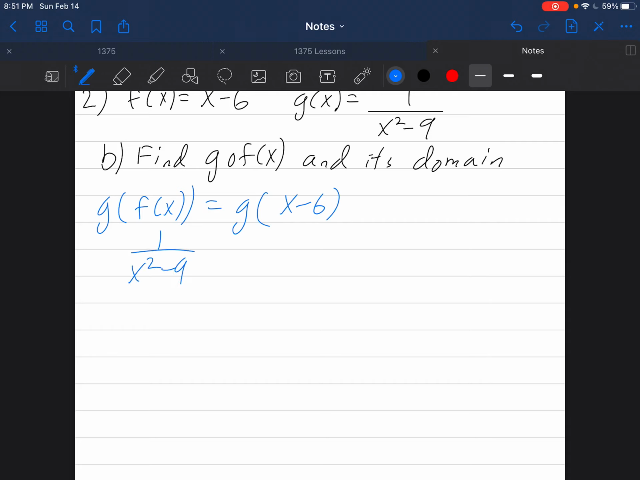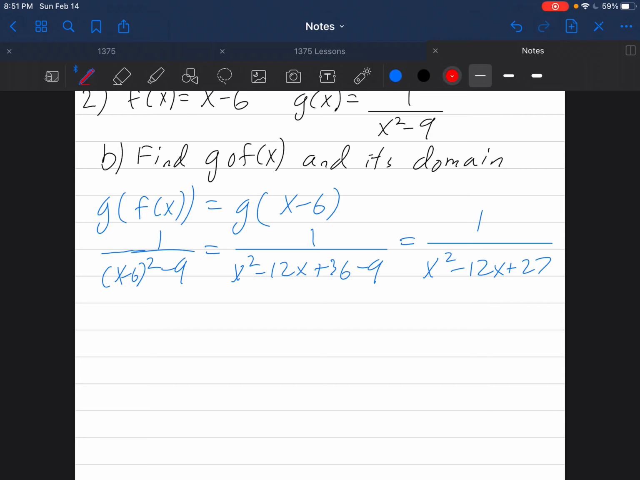So 1 over x squared minus 9 is going to become, if we literally erase that x, it's literally going to become 1 over x minus 6 squared minus 9, which is going to become x squared minus 12x plus 36 minus 9 inside the denominator. Which means this function is going to become 1 over x squared minus 12x plus 27. And this is what g circle f looks like.